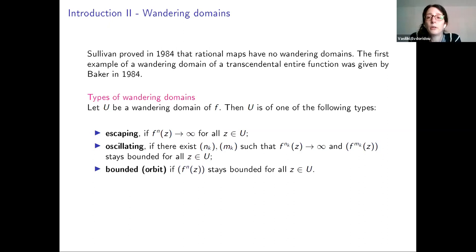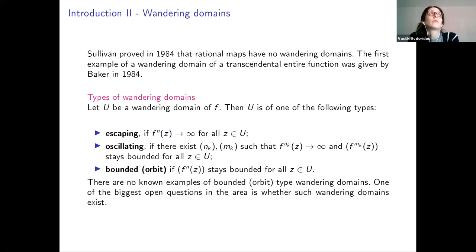And actually all the known examples of wandering domains are of oscillating or escaping type. And it is one of the biggest questions in the area whether wandering domains of bounded orbit type exist or not.